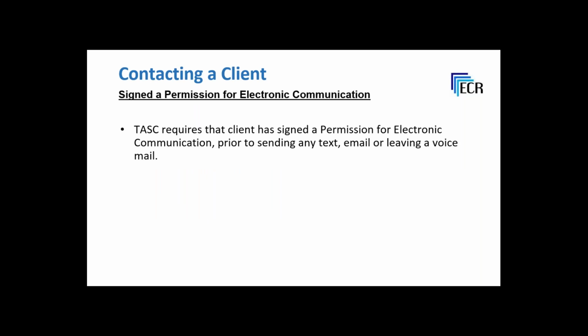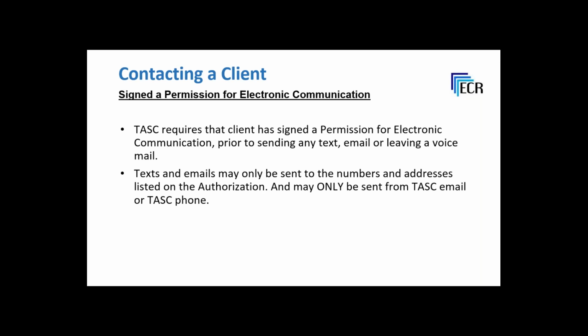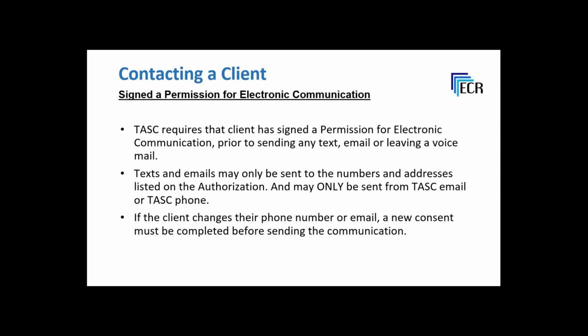Signed permission for electronic communication. Task requires that the client has signed a permission for electronic communication prior to sending any text, email, or leaving a voicemail. Texts and emails may only be sent to the numbers and addresses listed on the authorization and may only be sent from a task email or a task phone. If the client changes their phone number or email, a new consent must be completed before sending the communication. That's why it's recommended that every time you meet with the client, you verify their current address and their phone numbers.